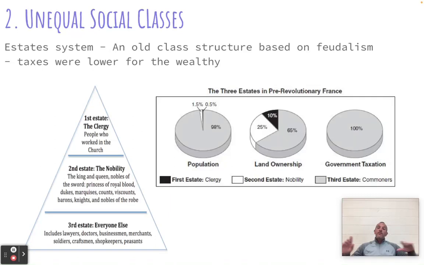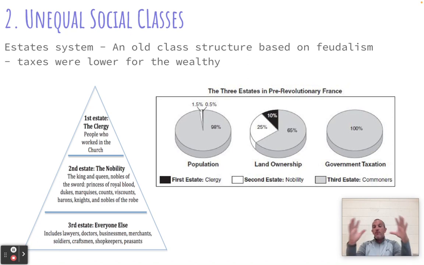The other issue we have, so first historical circumstance or cause is this American Revolution and Enlightenment. Number two is an unequal social class structure, which we've talked a little bit about in class already, but just to let you know, it is the estate system. That's what it's called. It is an old class structure going way, way back in the day of feudal days where you have lords who get benefits and nobles. And then you also have the church, which has a big influence.